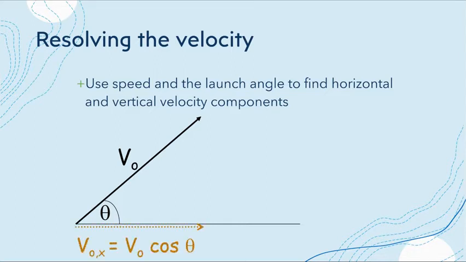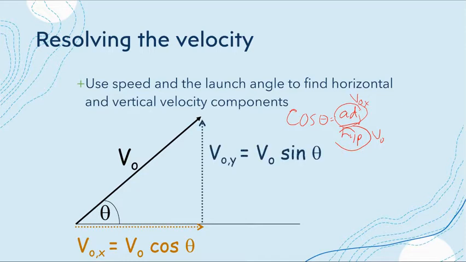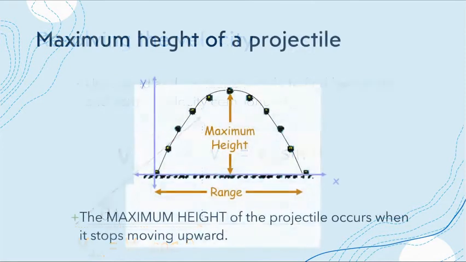So our horizontal component, or our initial x velocity, is equal to v initial cosine theta. And it's because if you look at our trig function, cosine theta is equal to adjacent over hypotenuse. Well, our adjacent is equal to our v initial in the x direction, and our hypotenuse is equal to v initial. So v initial in the x direction is equivalent to v initial times cosine theta. Then we end up getting v initial y equals v initial sine theta.